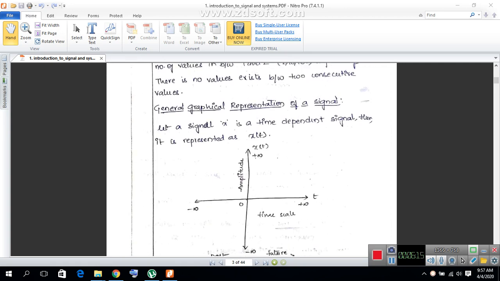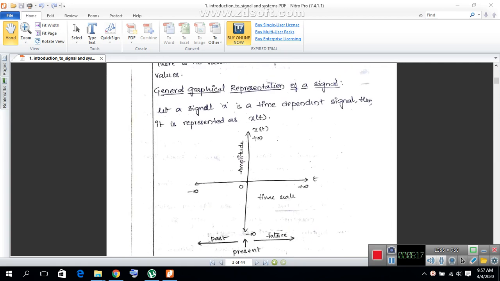Now how are electronic signals graphically drawn? For a two-dimensional signal there are two axes, one is the x axis, the other is the y axis.